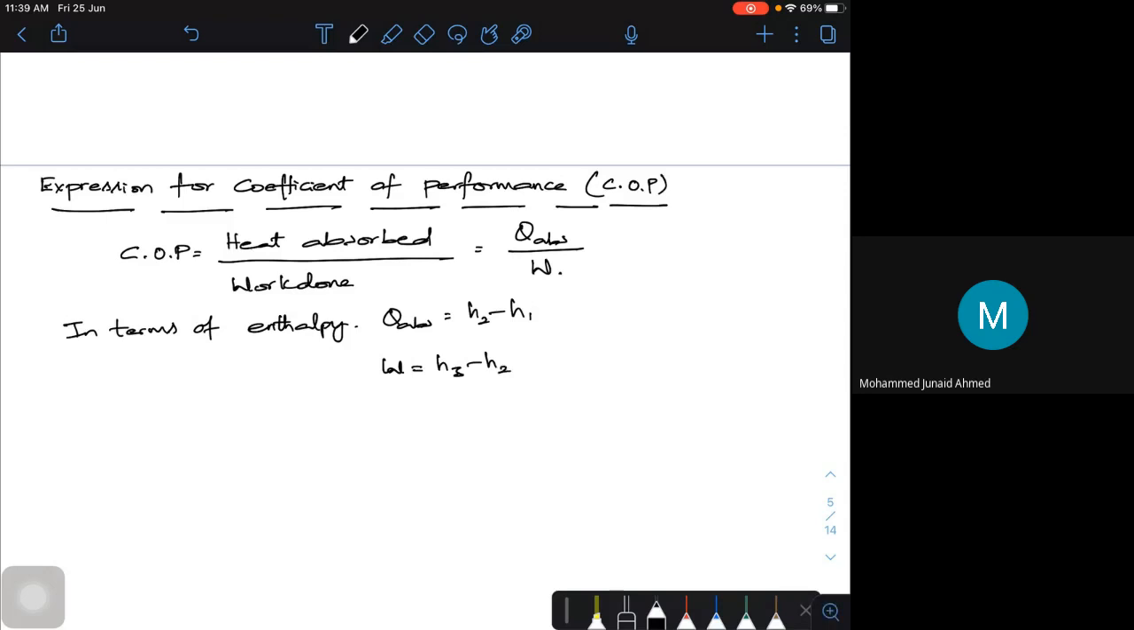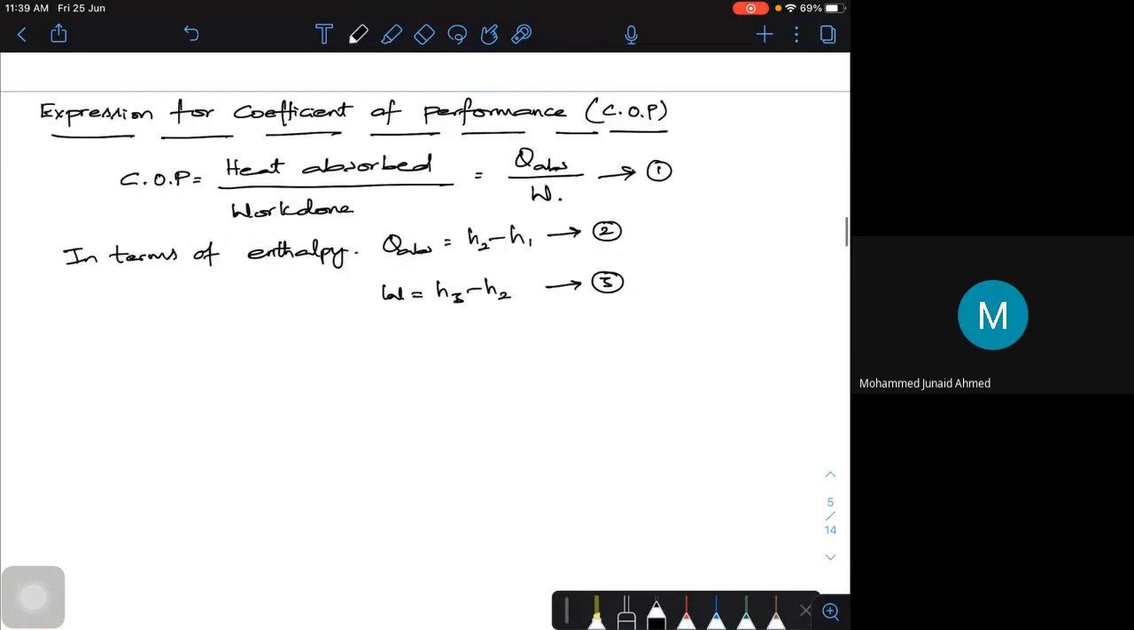If I call this equation 1, this equation 2, and this equation 3, substitute 2 and 3 in equation 1 to get the expression for COP. So therefore, COP is equal to H2 minus H1 divided by H3 minus H2. This is a simple expression for your coefficient of performance.